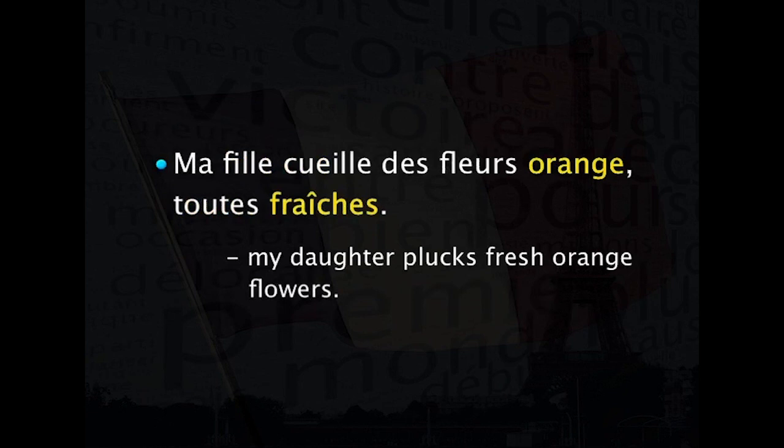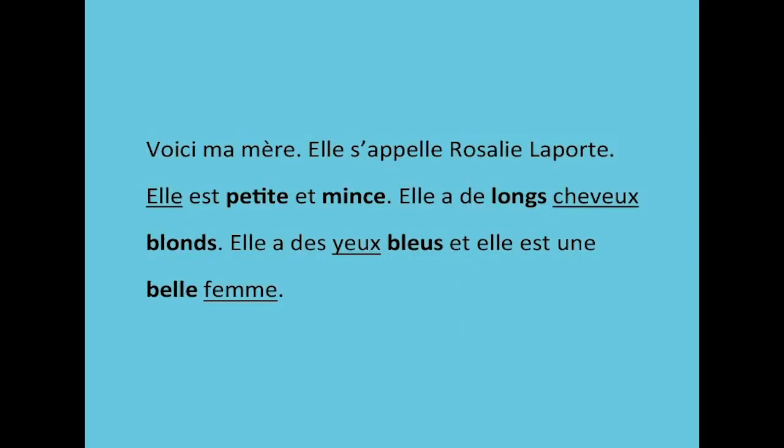Ma fille cueille des fleurs oranges toutes fraîches. My daughter plucks fresh orange flowers. Before we end today's lesson, let us revise what we learnt. Here's a short text describing people. I'm going to slowly read out and comment on the text so that you can understand how qualifying adjectives are used to describe an animate object or even an inanimate object.